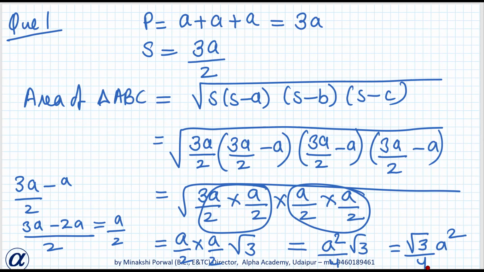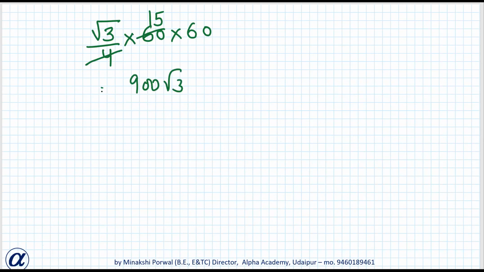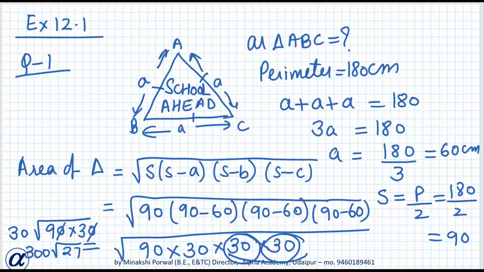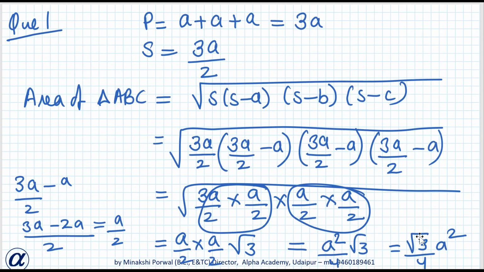ओके, तो अगर हम ऐसे करते हैं तो सेकेंड पार्ट के लिए हमको कोई कैलकुलेशन करने की जरूरत नहीं है. root 3 by 4 a square जो है और a was 60, यहाँ पे 60 सब्सटीट्यूट कर दो, तो this is 60, 15 6s are 90, so it is 900 root 3 centimeter square. Okay, so either you can do by this method or you can do by this method, but to get the answer in terms of a, this method is better, क्योंकि इसके अंदर हमको डायरेक्ट वो आंसर मिल रहा है जो पीछे दे रखा है.